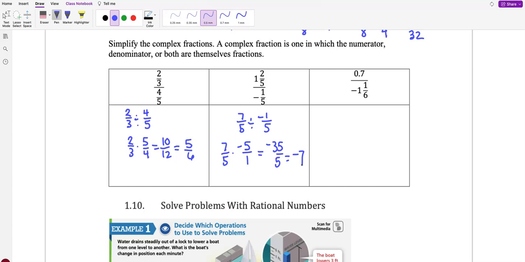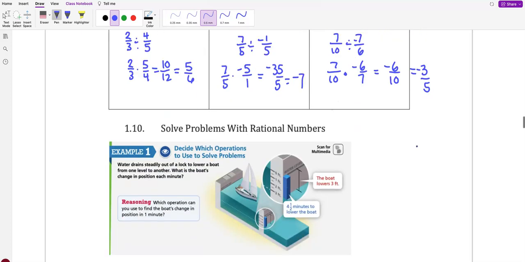This one is mixed, so as to go to fractions, this is 7/10 divided by negative 7/6. This is 7/10 times negative 6/7. The 7's cancel. This is just negative 6/10, or negative 3/5.